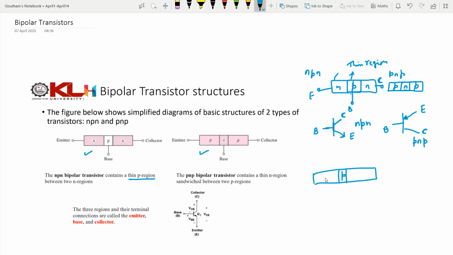This is how it might be. This is a rather thin region. That is, the base region of an NPN or a PNP bipolar transistor is very thin compared to the emitter and collector regions. These two are our emitter and collector regions, and compared to these two, the base region is very thin.